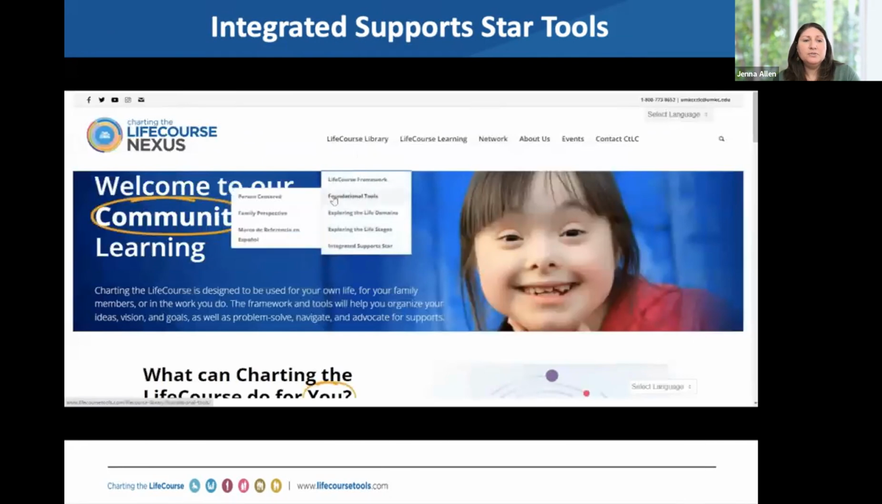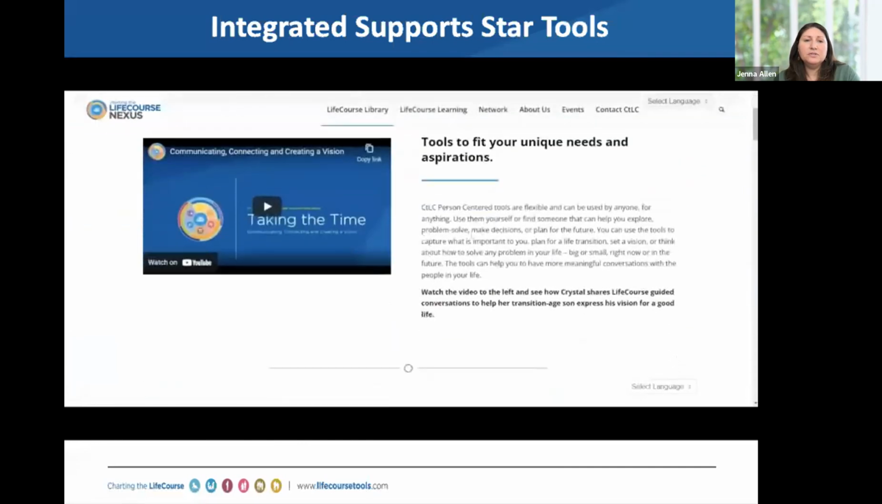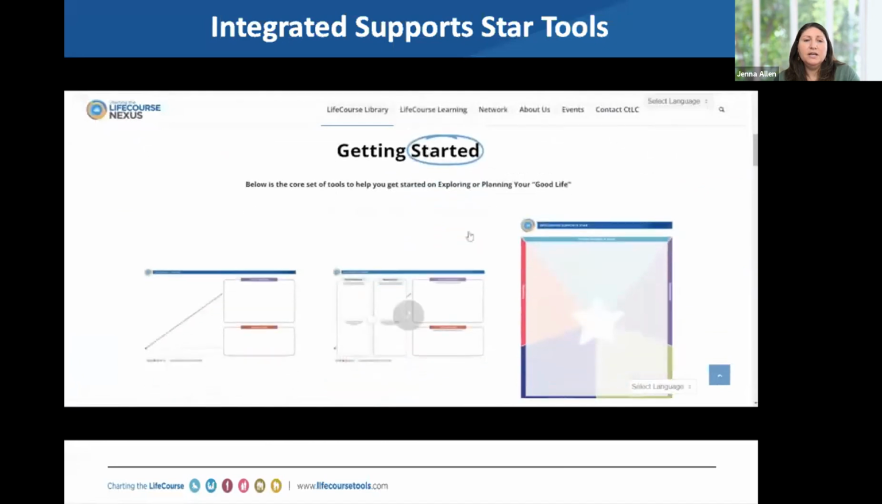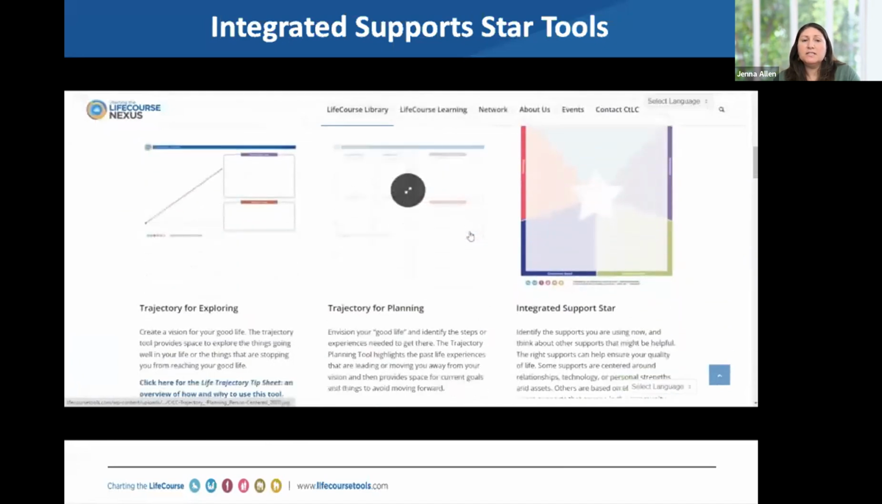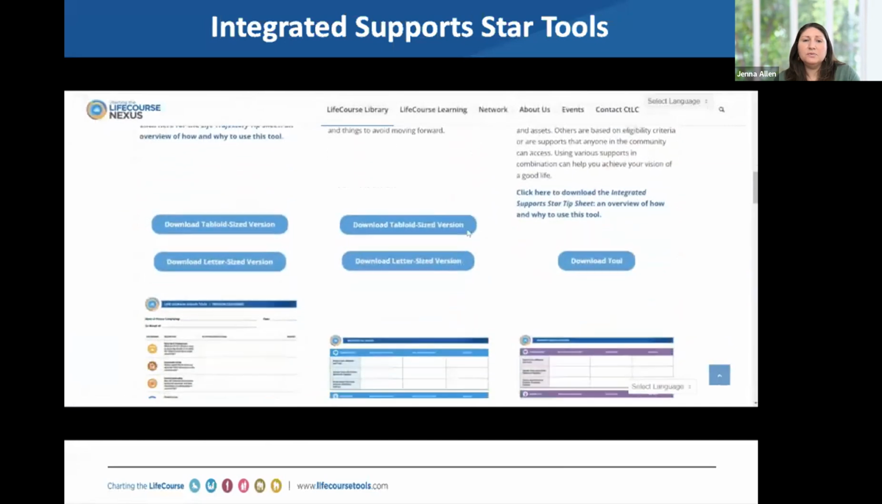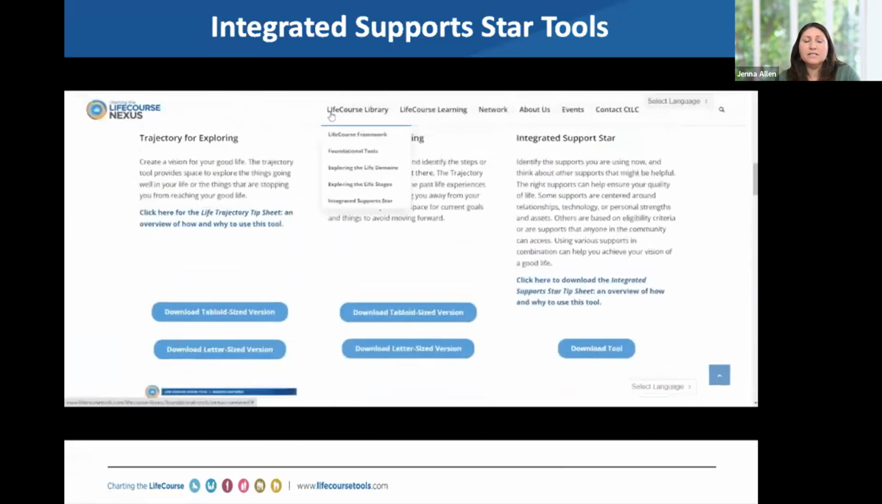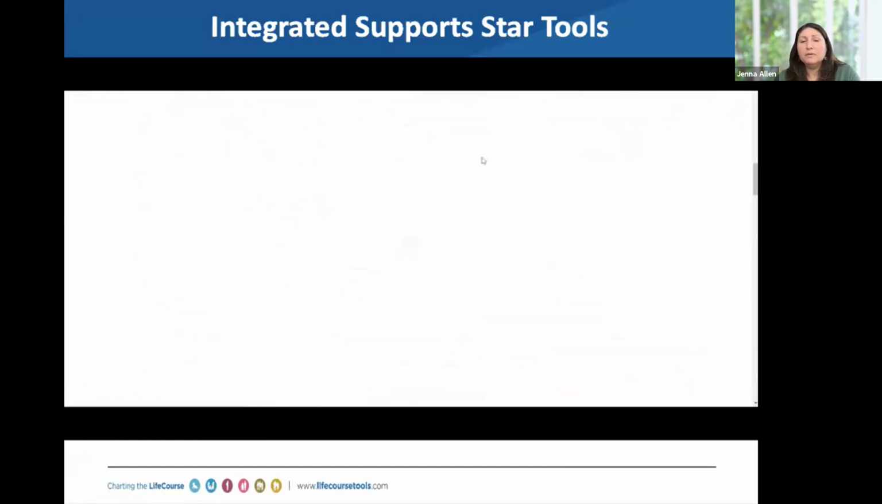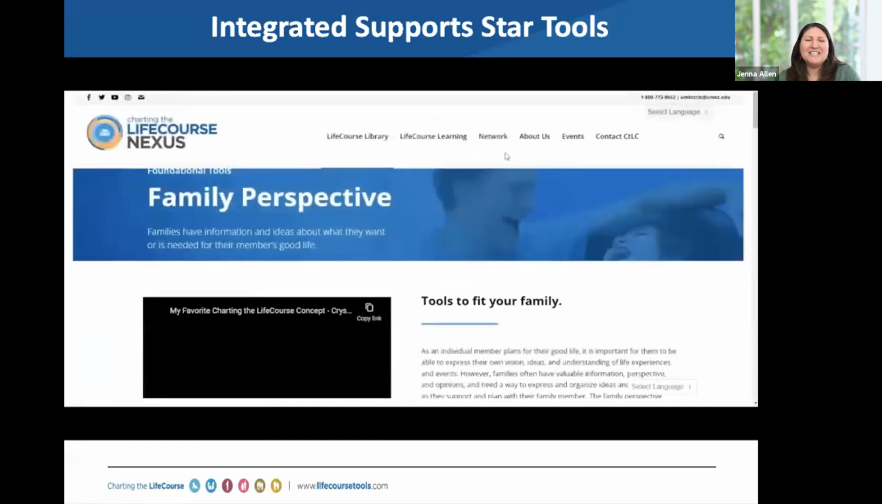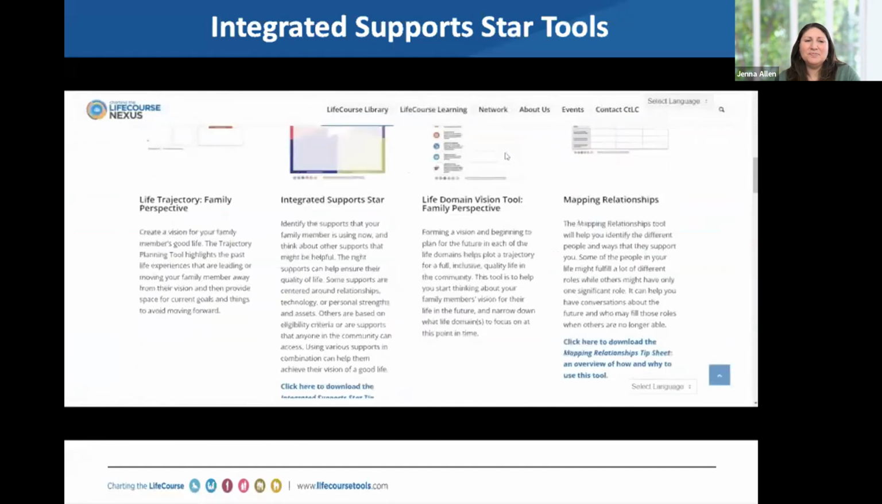They're under foundational tools, and you'll see that there are person-centered versions of the tools and family perspective versions of the tools. So we'll start with person-centered. When you click on that page and scroll down just a little bit down the page, you'll see links to all of the person-centered LifeCourse tools, and the integrated support star is in that first row with a button to download. And then going back to the foundational tools and using the family perspective link, you'll find the family perspective tools in a similar place on this page.